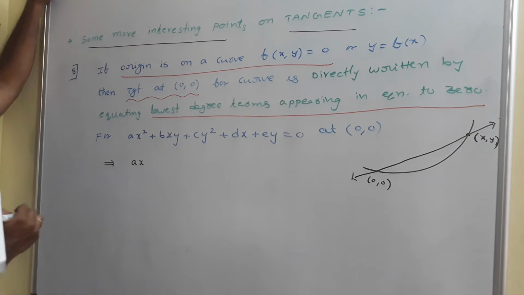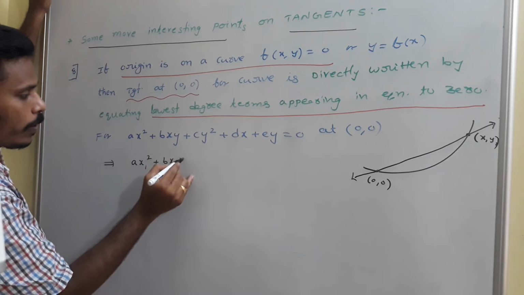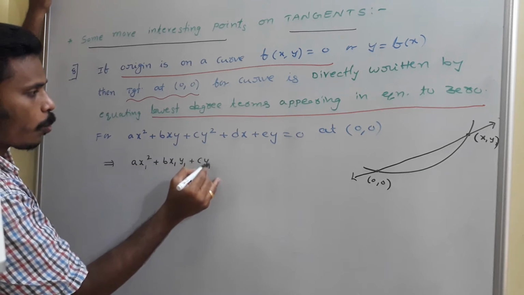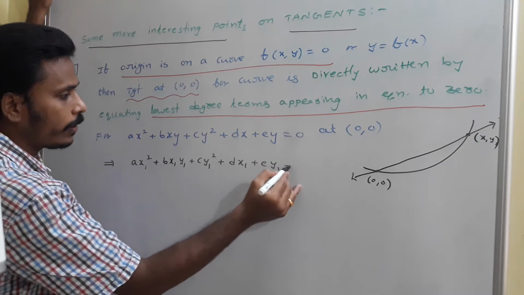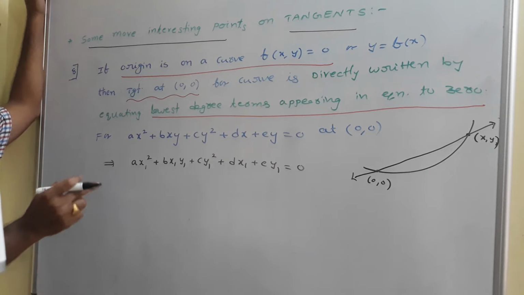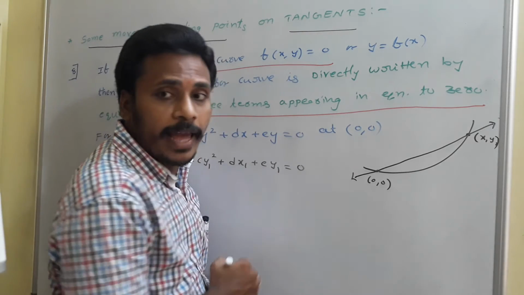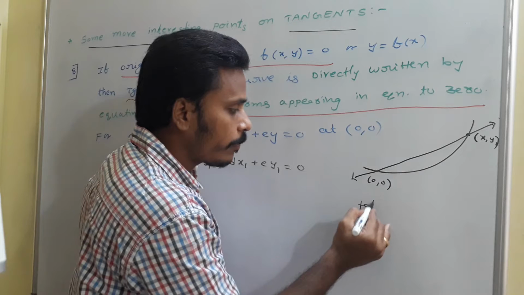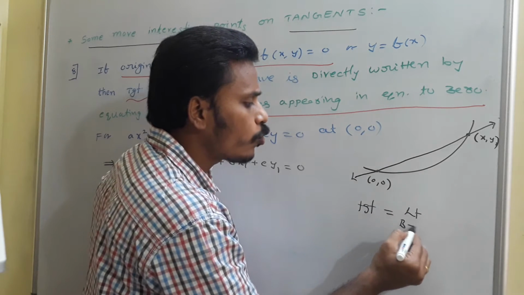What will happen? a x1 square plus b x1 y1 plus c y1 square plus d x1 plus e y1 is equal to 0. Since (x1, y1) is a point on the curve, I mentioned it like this. Now, this secant will become tangent when, see, tangent is equal to the limit as b tends to a of the secant.